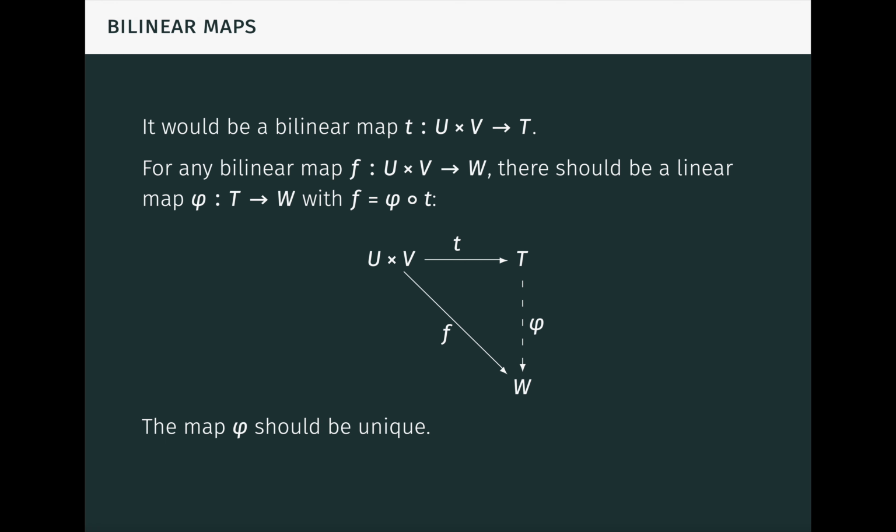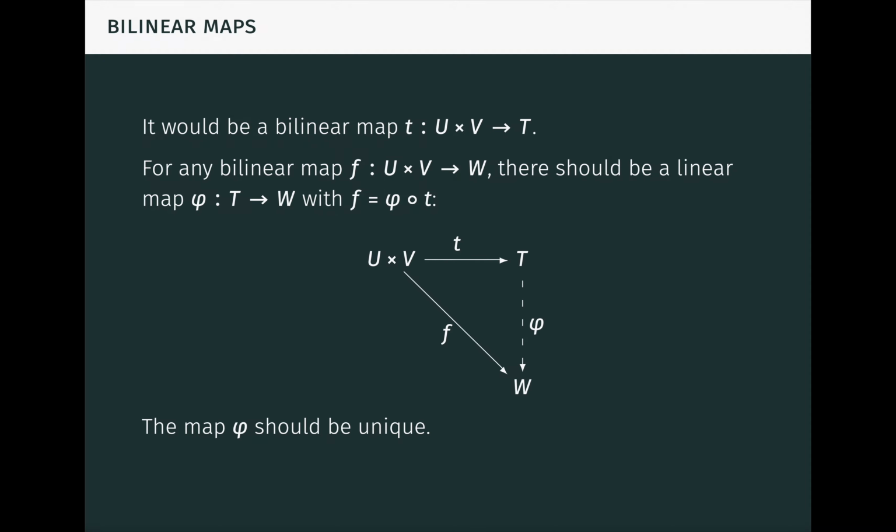This is the universal property for the map T. My hope is that after seeing the universal properties for the quotient space and the free space in prior videos, this doesn't seem like abstract nonsense, but a natural idea for studying bilinearity. Right away we can read an important fact off of this diagram.